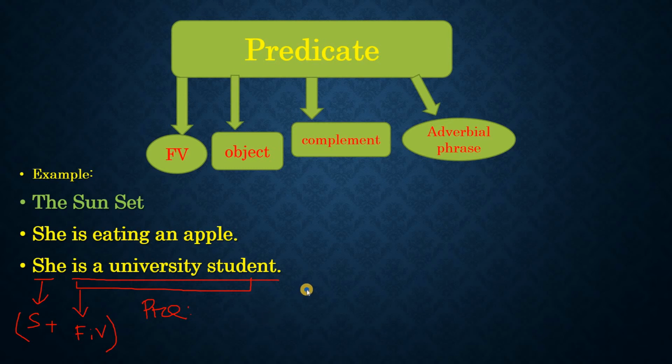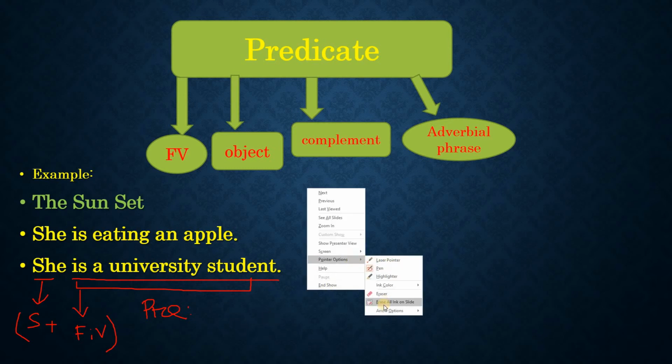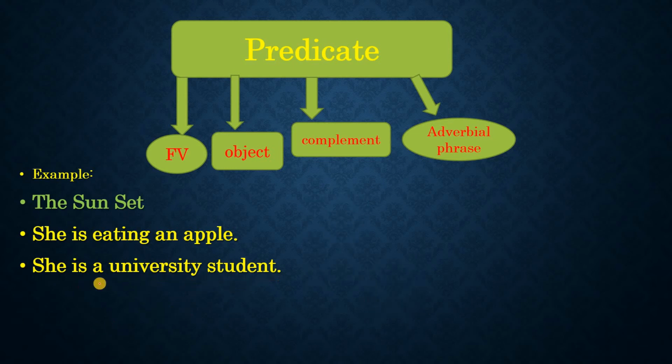Dear students, mind it deeply what it says. This is the predicate part. In this predicate part, I am observing a university student. This is complement. So what is complement?